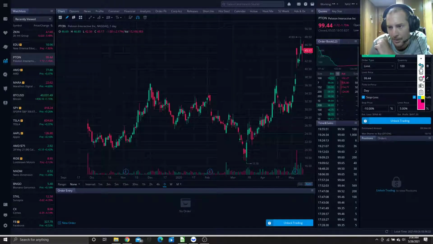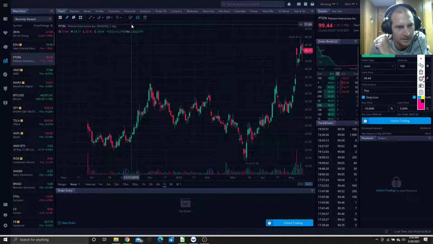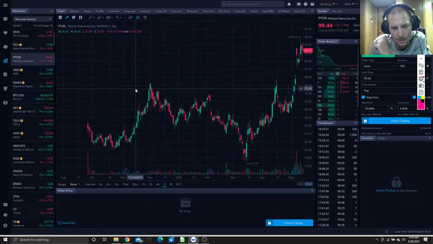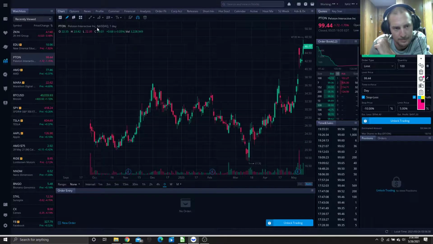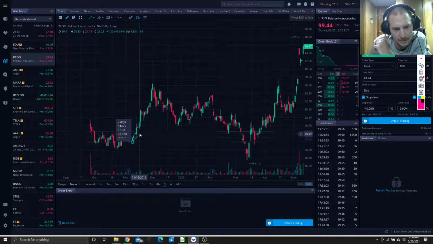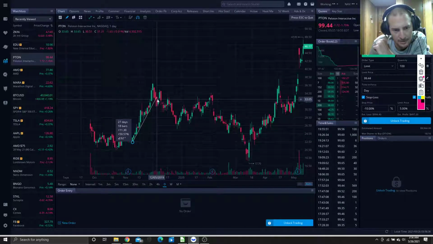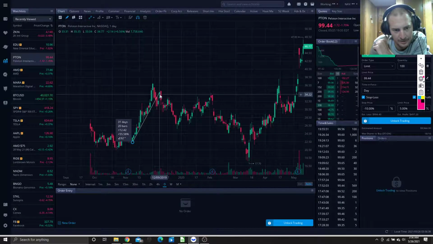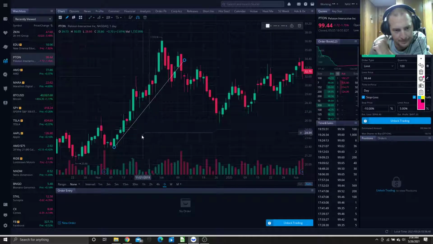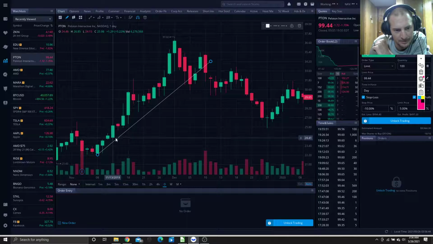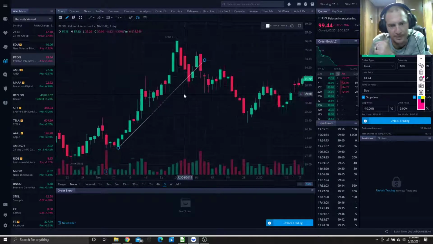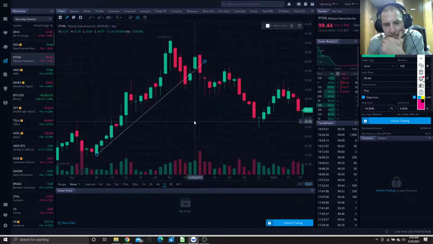But you could argue, for the sake of it, that this is indeed an uptrend, very short term, because it does touch 1, 2, 3 times here, and then it breaks here.